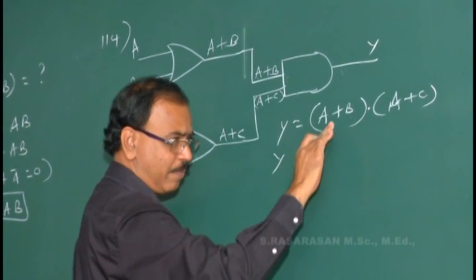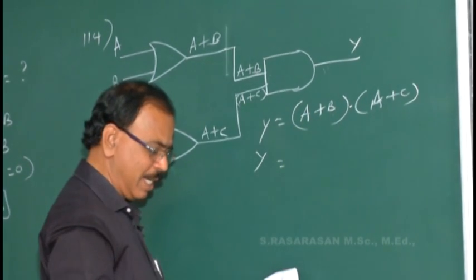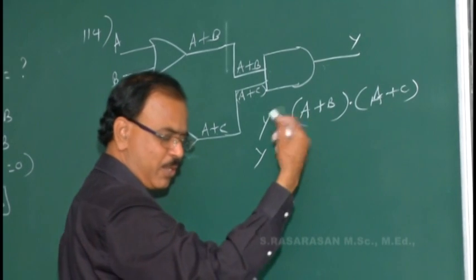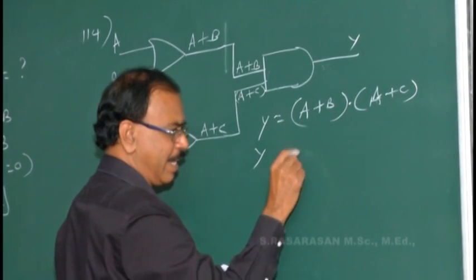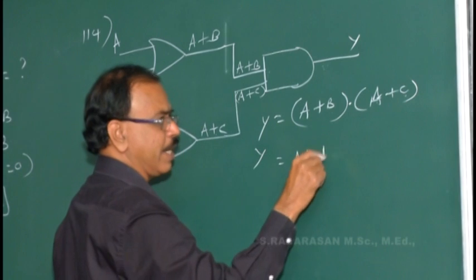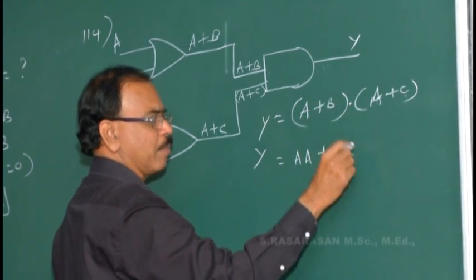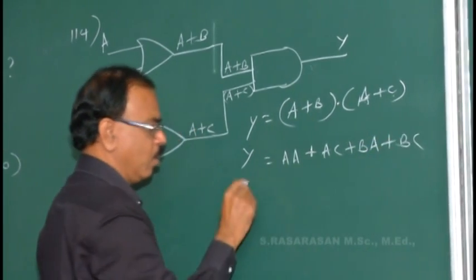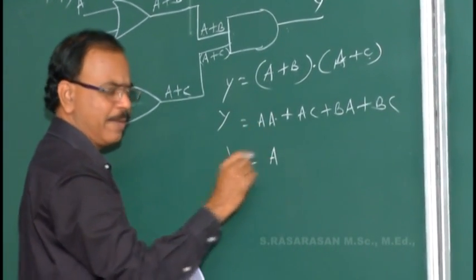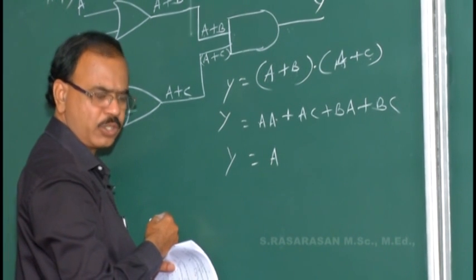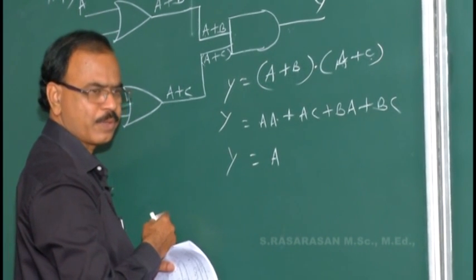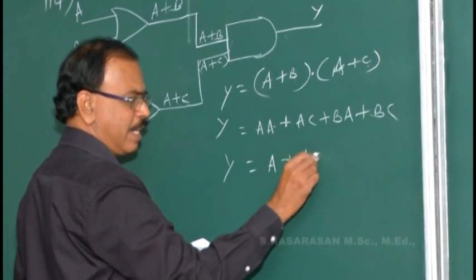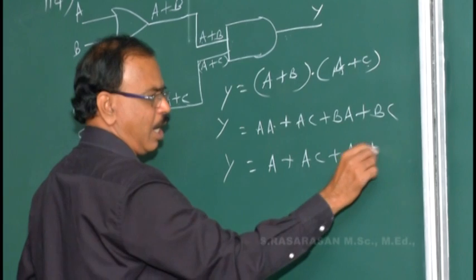Now let us simplify. There is no such option, the options are already simplified. So use the distributive law twice. A and C, or B and A, or B and C. Y is equal to A and A is A. 1 and 1 is 1. 0 and 0 is 0. So A and A is A. Or A and C, or A and B, or B and C.